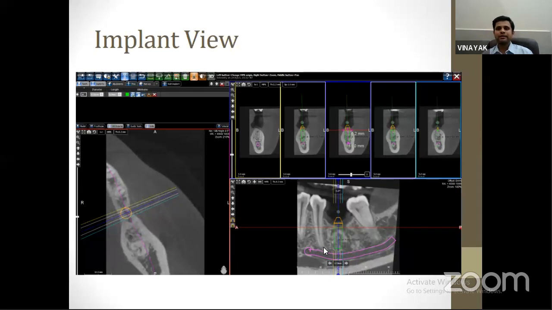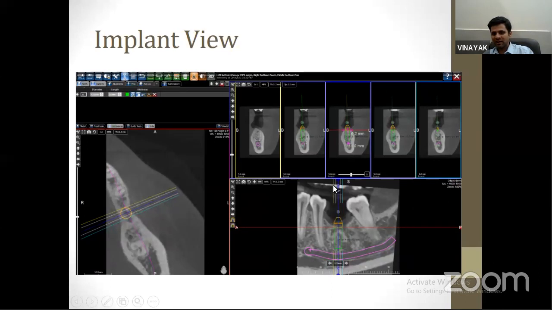Now, whichever company's CBCT machine you will be using, the software will have all these basic views. It will have a panoramic view, it will have an MPR view, and it will have an implant view. So basically the implant view would have an axial image. There would be a reconstructed panoramic image. And like I said, it acts as a referral or basis.